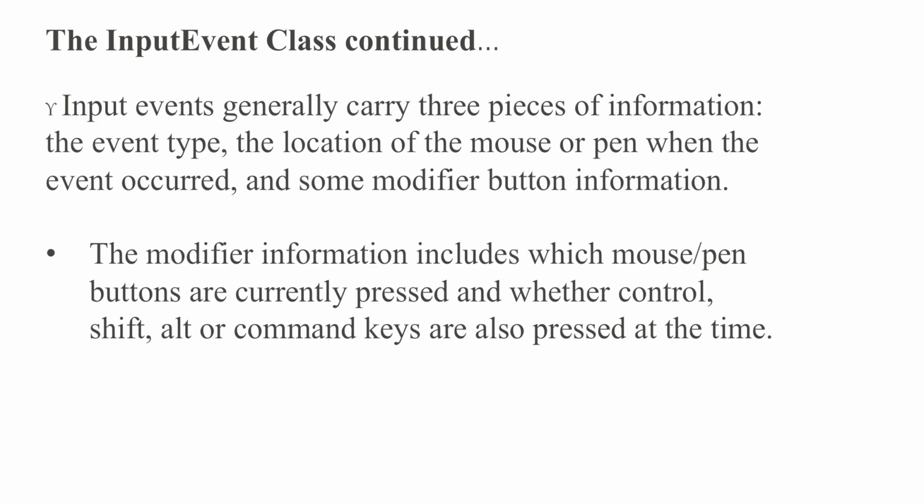Input event class generally carries three pieces of information. One is the event type, another is the location of the mouse or pen, and the time when the event occurred. Modifier information includes whether mouse or pen buttons are currently pressed, and whether the control, shift, alt, or command keys are also pressed at the time.